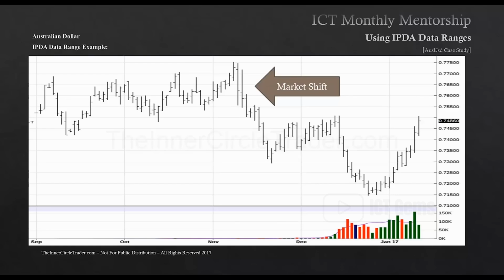The IPDA data range: you have a 20-day look back and cast forward range, a 40-day look back and cast forward range, and then a 60-day look back and cast forward range. What I'm suggesting to you is, if you see a market structure shift here and the quarterly shift occurs in November, that means the market is now in a sell profile from that point until it gets to a level of significant counter direction. What would cause it to change direction or consolidate?